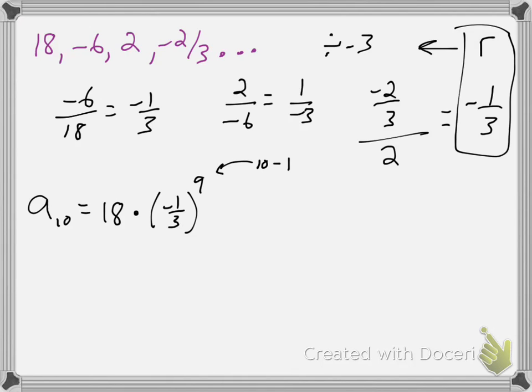So let's do this. Negative 1/3 to the 9th power is a super long number, and you times it by 18, and I'm just going to go ahead and write this out. Negative 9.14 times 10 to the negative 4th power. So see how it's super, super small, but it'll never get to 0. It'll approach it, but it'll never get there. All right, so that's enough sequences.